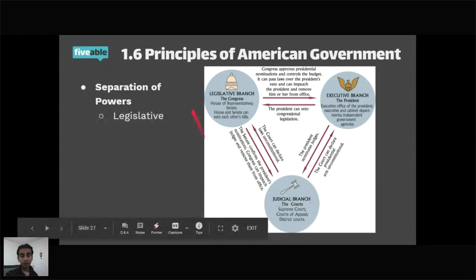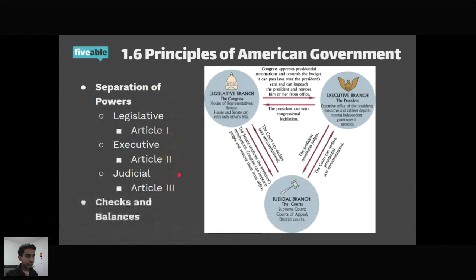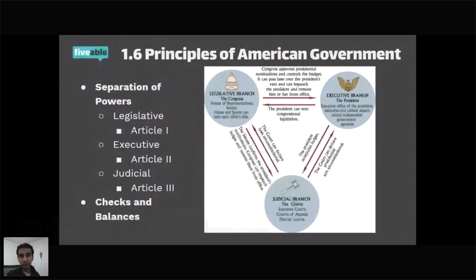The separation of powers, as you guys know, there's three branches: the legislative, the executive, and the judicial. Legislative is addressed in Article 1, executive in Article 2, and judicial in Article 3. There are checks and balances that are in place, and these are some of them. So again, College Board wants you to know these checks and balances, so I'm just going to go over a few. This is by no means an exhaustive list, but I do want to go over some. These are some of the notes that I've taken in terms of which ones are important.